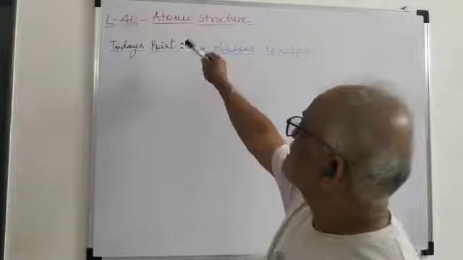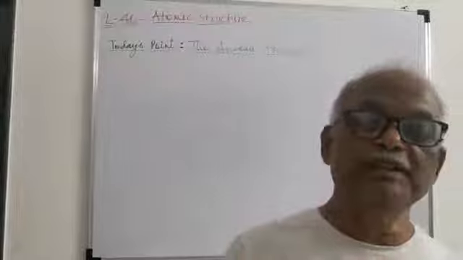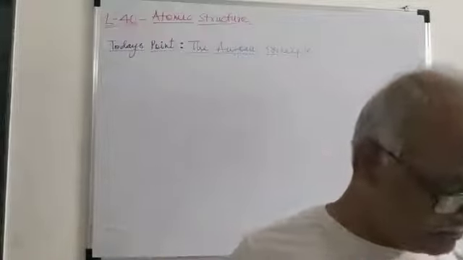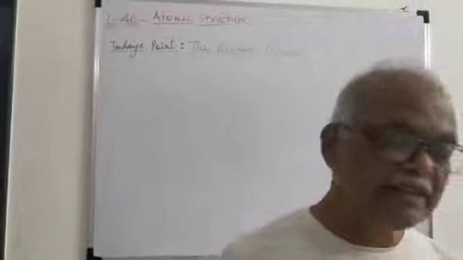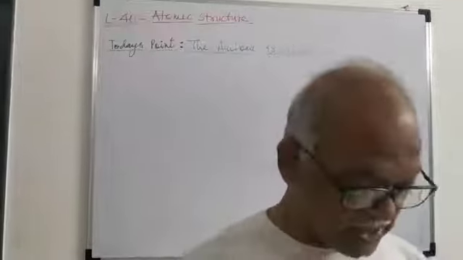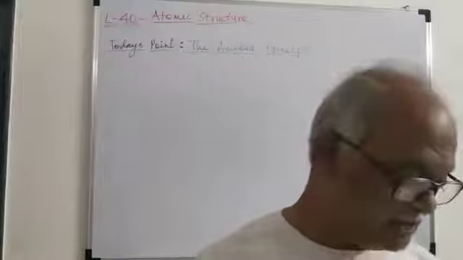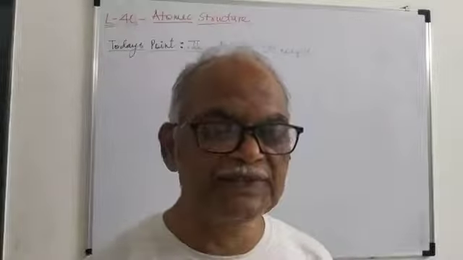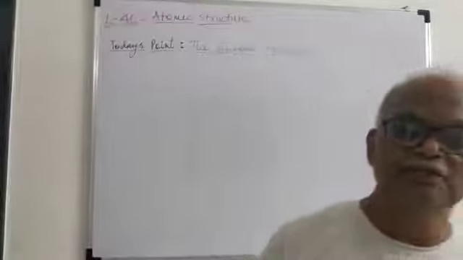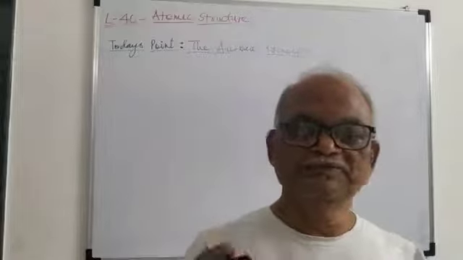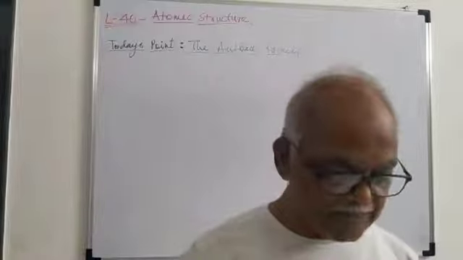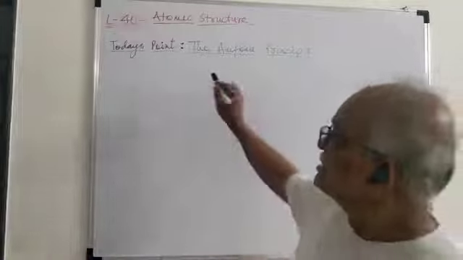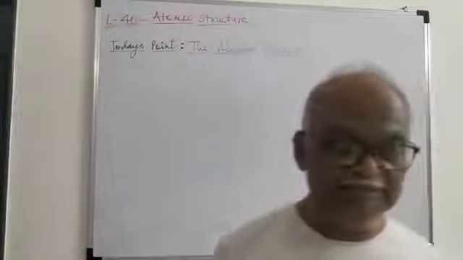Today we will see the Aufbau Principle. It is a part of atomic structure. By this time we have seen the previous part of this topic, which is related to the various types of quantum numbers and the shapes of atomic orbitals, where there are also some other things such as the nodal surfaces or nodal planes, etc. Now we will see the next part, that is Aufbau principle.